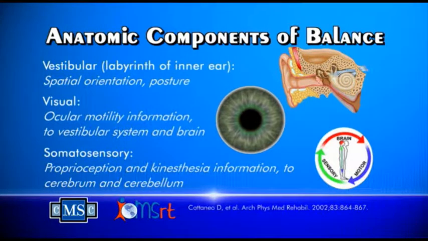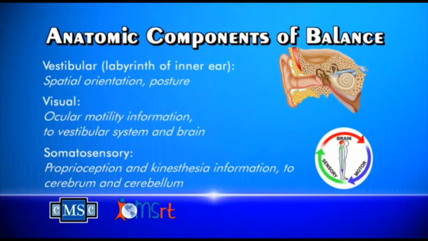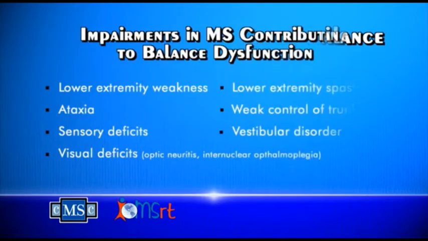We also have the visual system, not only what we see, but our ability to move our eyes. And how we move our eyes is integrated with the vestibular system's processing of where our head is in space. Proprioception and kinesthesia information is also transmitted to the cerebrum and cerebellum, and when these tracts are demyelinated, that can result in abnormal processing of where our feet are in space.